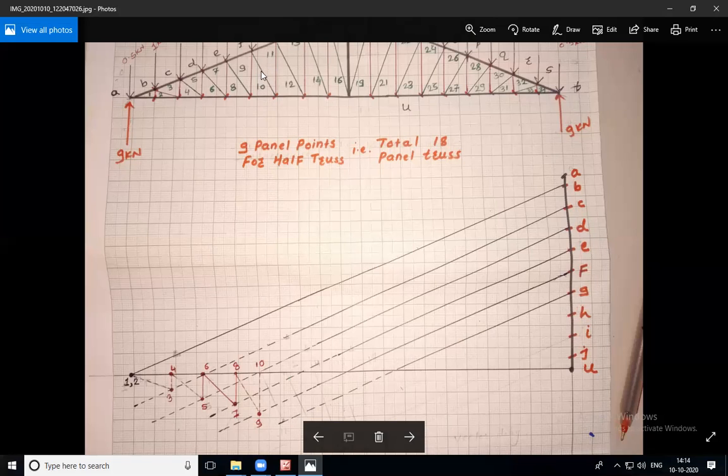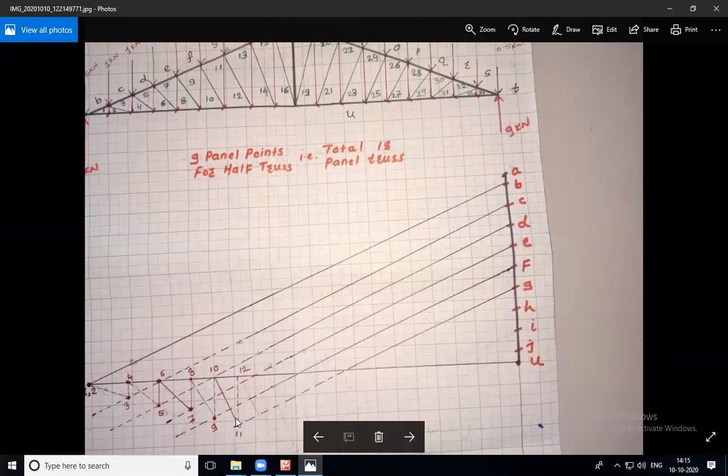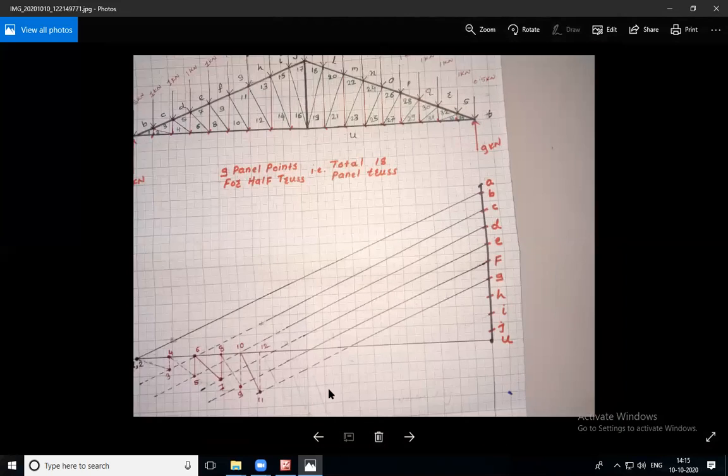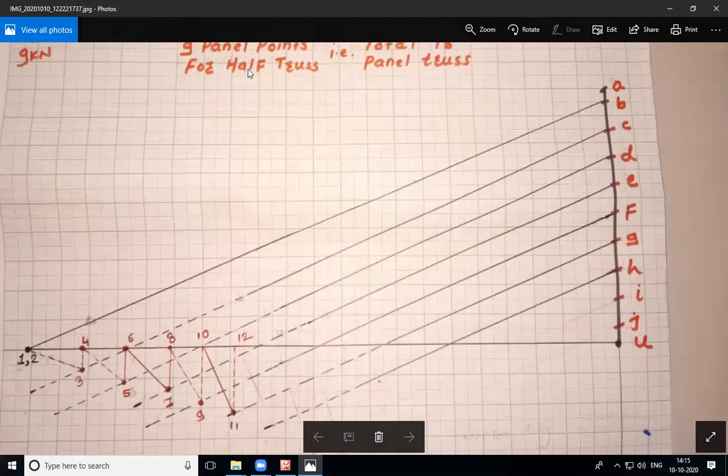So 10 11, this inclined line starting with 10, draw one line which is parallel to this 10 11 line. Our figure will be like this. Then after 10 11 comes 11 12. 11 12 is a vertical line. Draw one vertical line up to U. Then after 11 12, the next joint is G. Analyze G. H13. Start from H13, draw one inclined line which is parallel to that H13. So starting with H, our figure will be like this.